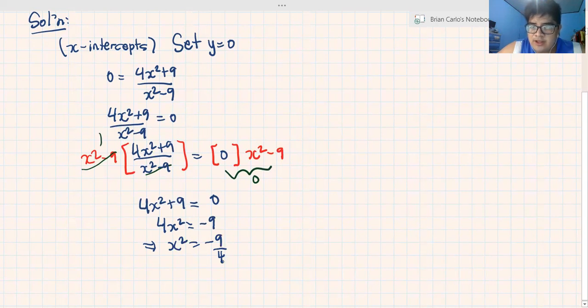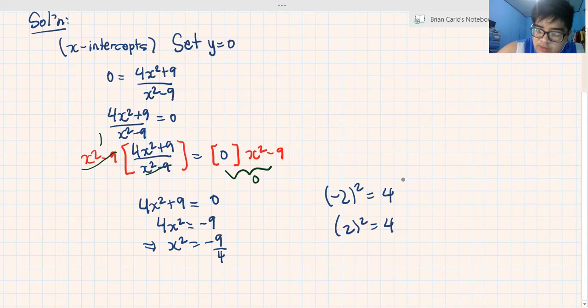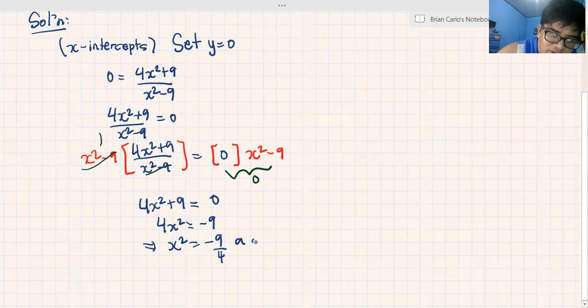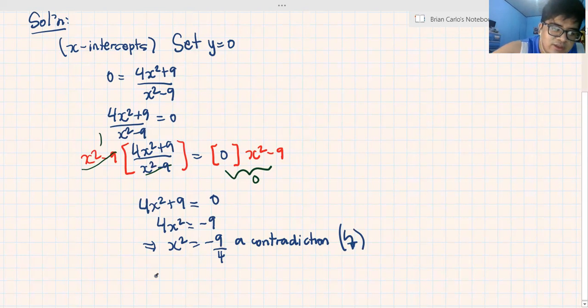Kapag ba nag-i-square ka, nagiging negative ba? Halimbawa, let's say negative 2 squared. Di ba 4? 2 squared is 4. Ito yung negative case, ito yung positive case, ito yung zero case. Kaya pag 0 squared, automatically you're 0. Diba? Kahit kailan, when you're squaring, you don't have a result that is negative. So therefore, a contradiction, or in symbols, yung ganito. Ano ibig sabihin if you have a contradiction? Therefore, there are no x-intercepts. There are no x-intercepts.